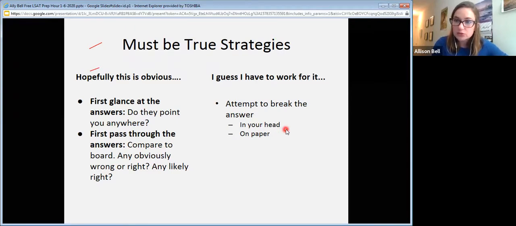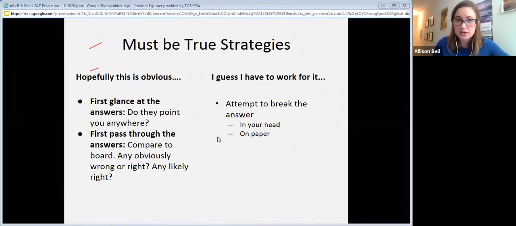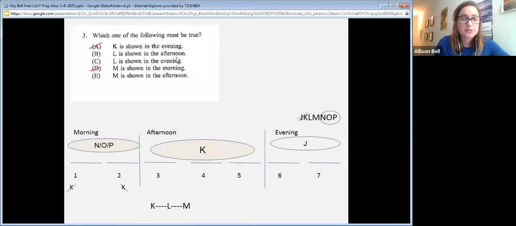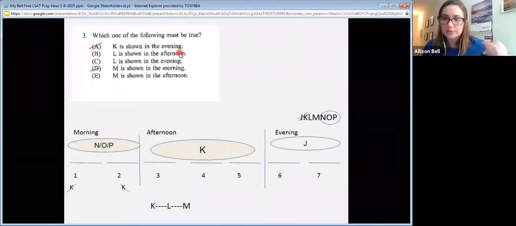This goes back to our philosophy or our mindset for must be true questions, where we're asking ourselves, is it possible for this to be false? And we might start by doing that in our head. We may also sometimes actually have to sketch out a diagram on our paper to prove to ourselves whether it has to be false. So I'm looking at these and I'm thinking, okay, are any of these more likely to be correct than the others? So I can tackle that one first.